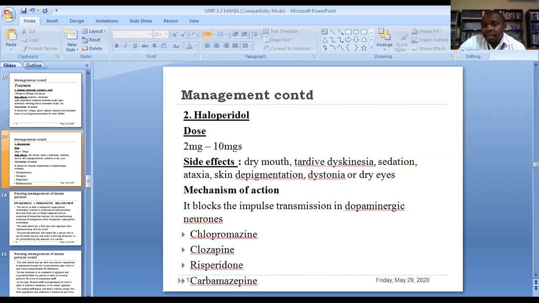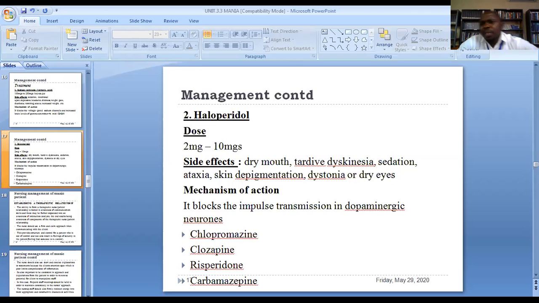Side effects, they bring about dry mouth, tardive dyskinesia, sedation, ataxia, skin pigmentation, dystonia, and dry eyes. The mechanism of action of this drug, it actually blocks the impulse transmission in dopaminergic neurons.